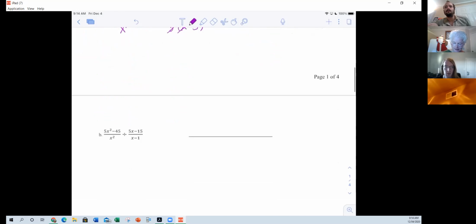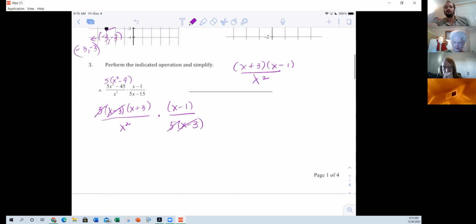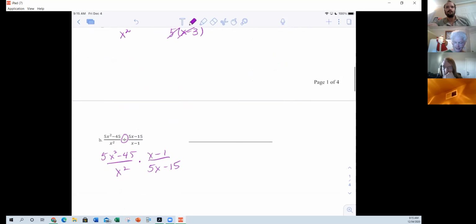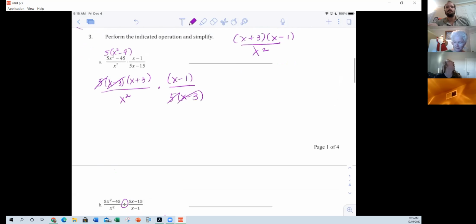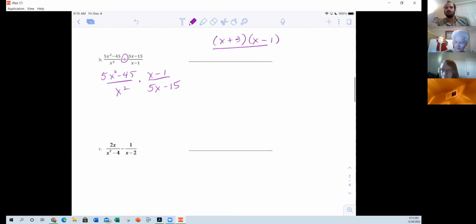Then on this one, the first thing you'd want to do is take care of the division, which would be to take the reciprocal of the term you're dividing by. And if you do that, you notice that it's exactly the same problem as number 3a. So it's just going to be x plus 3 times x minus 1 over x squared.